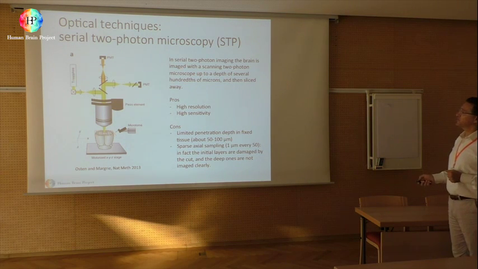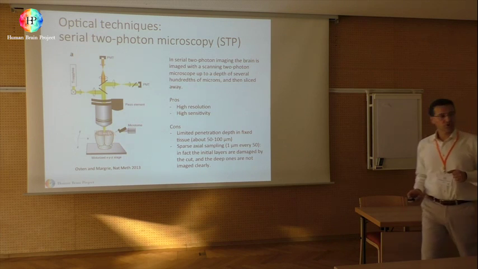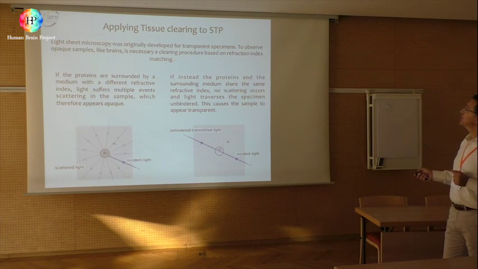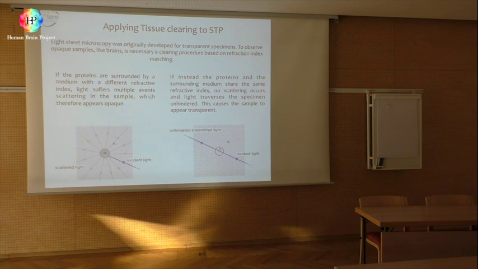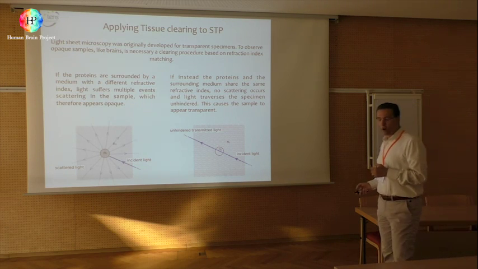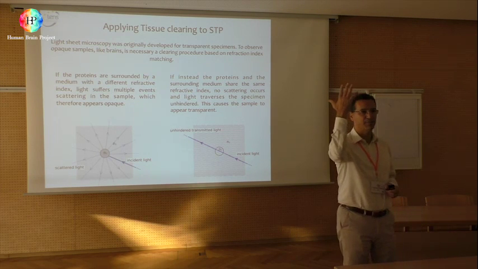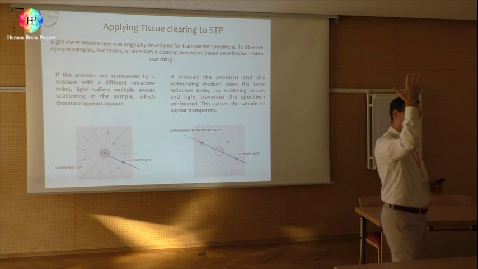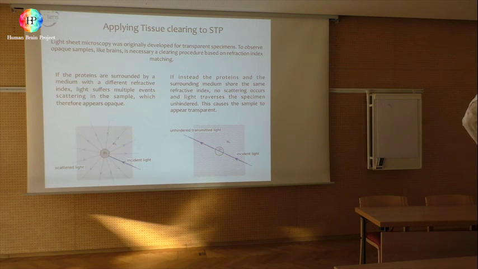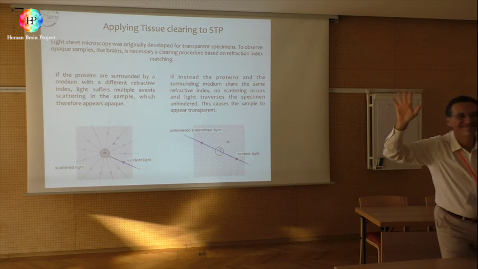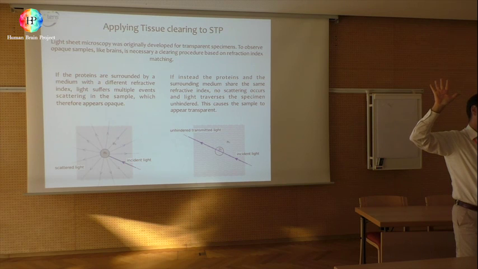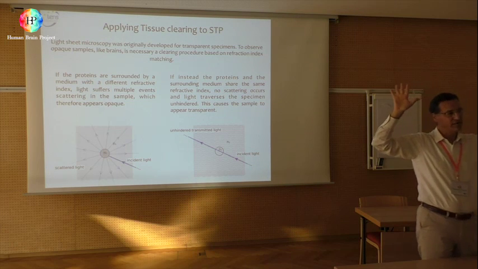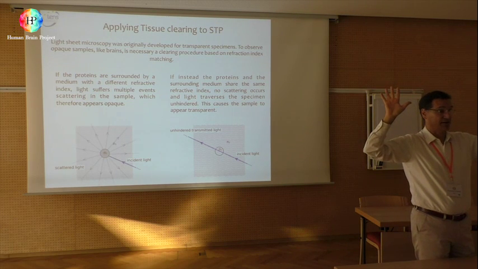So in order to solve this problem, we use this approach. We use clearing. What does clearing mean? We make the brain transparent. So how can you make the brain transparent? Why is my hand not transparent? You know why? Because it absorbs the photon. Absorbing, and the second important point, scattering.